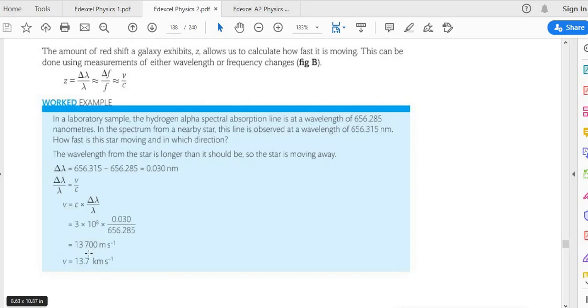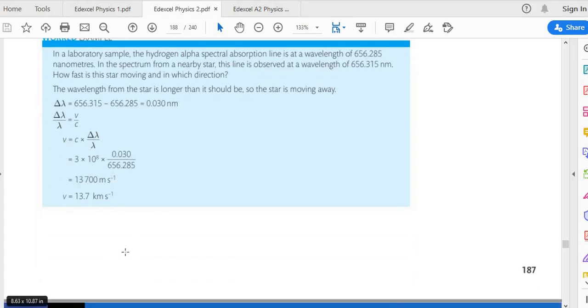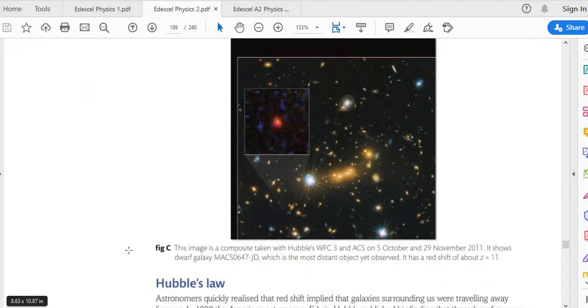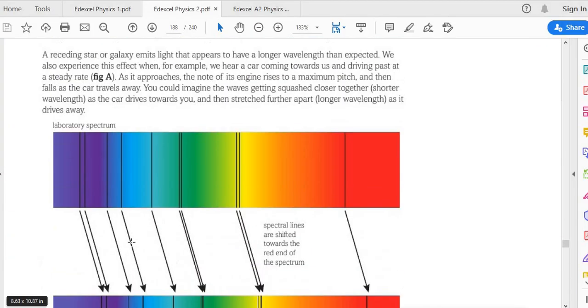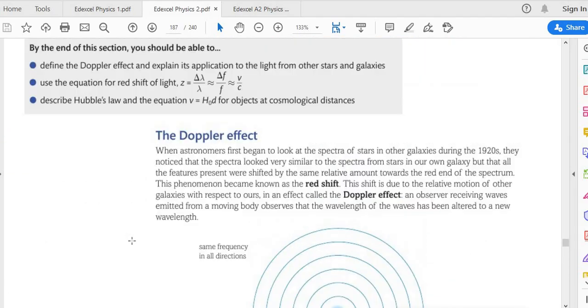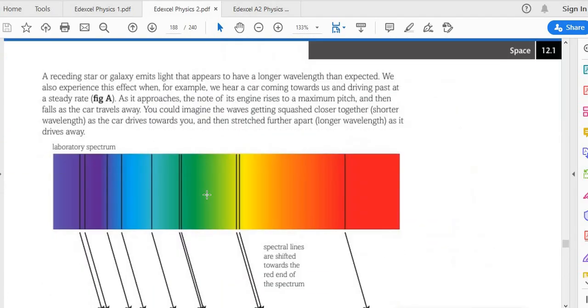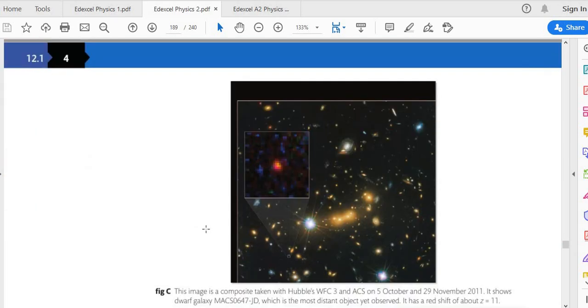If you convert it to kilometers per second, divide by 1000, you get 13.7 kilometers per second. This is the speed of the star. In 1 second it travels 13.7 kilometers. It's possible because it is occurring in a vacuum. Okay, so that is the example using the Doppler effect. Then let's go to the next part.